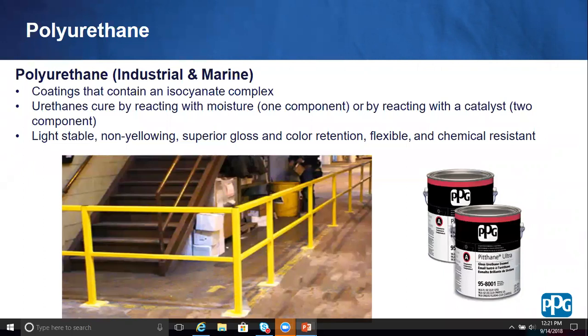They have superior gloss and color retention, but even though they're hard, they do maintain flexibility, especially if you think about a metal building or a tank or exterior handrails or anything that's exterior. They have a little bit of flexibility, and they're very chemically resistant.